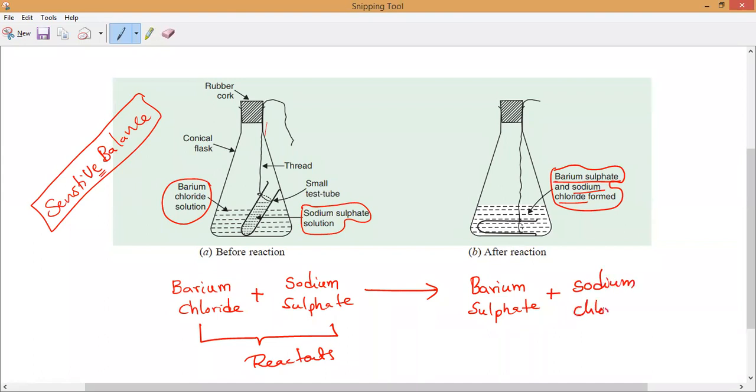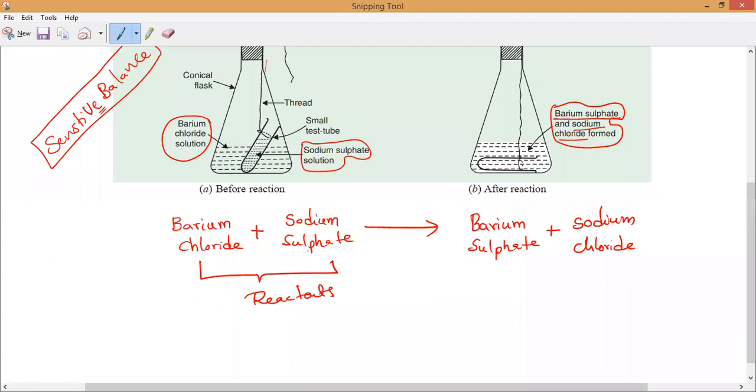Sodium chloride. So this is the reaction that will take place. Now, if you notice, before the reaction, if I measure the total weight with the help of a sensitive balance, and after the reaction, if I measure the same again with a sensitive balance, we will get the total mass remains constant. What do you get, guys? Total mass remains constant. That is what you have to remember.